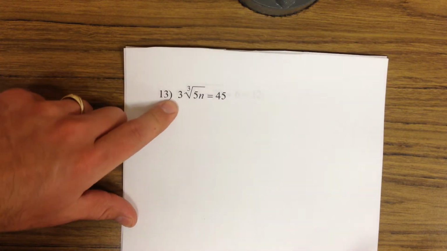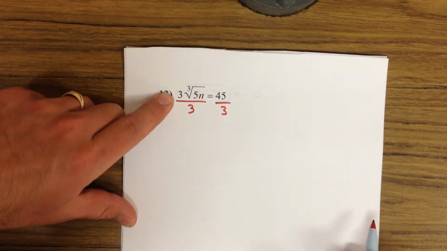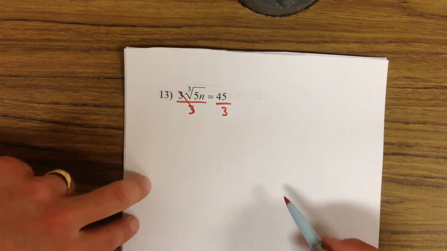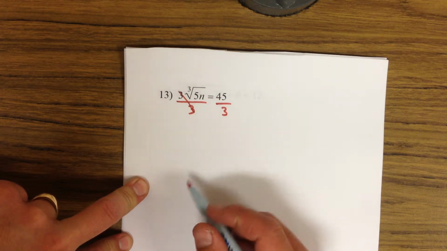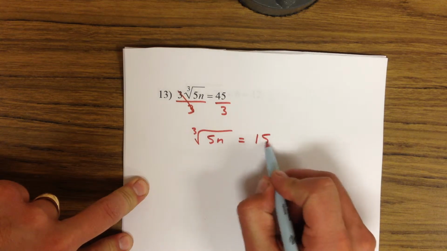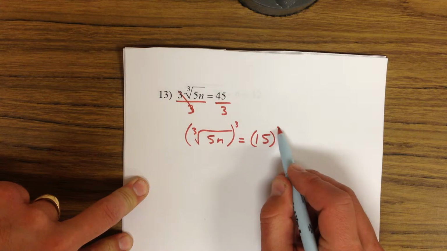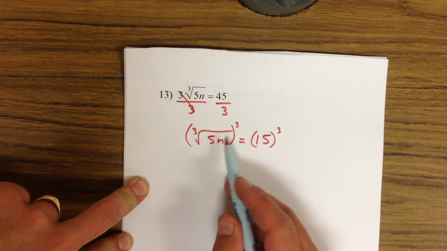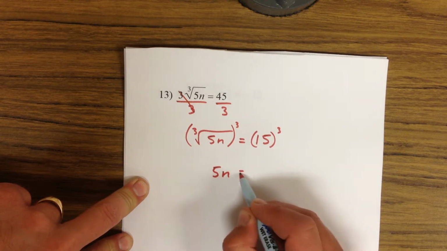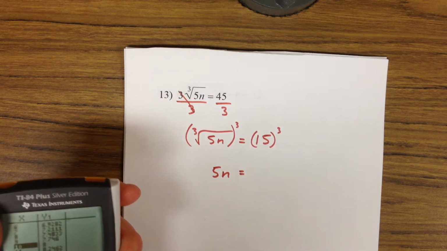Number 13 is a cube root, and it has 3 out front, so I have to get rid of that by dividing by 3, because that's 3 times the cube root of 5n. So cancel that out. Still have a cube root, but now it equals 15. Then I have to cube both sides. A cube root gets canceled out by cubing it. So I'm just left with the radicand, and then 15 cubed, I think it's 3,000 some.